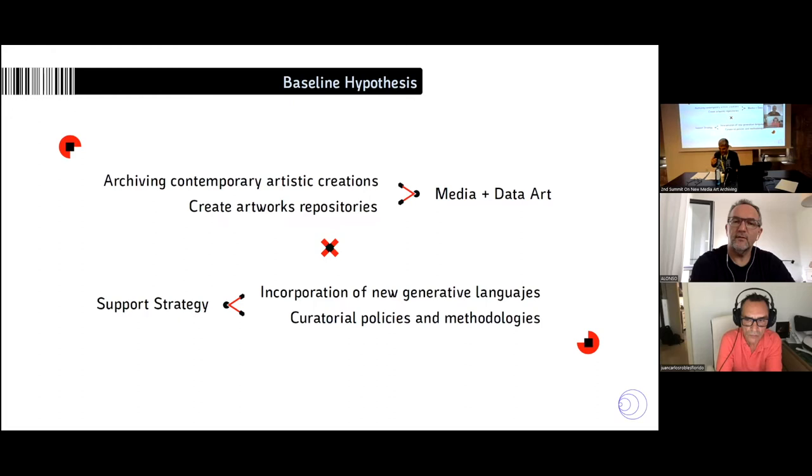Our starting point is based on the need to attend to archiving contemporary artistic material developed in media and data art environments to create repositories of artistic work. We pay special attention to the results generated with creative programming code and the software, hardware, and resources needed to visualize and compile the code with which they have been developed. On the other hand, we must attend to this progressive incorporation of new generative and visualization languages using curatorial policies and methodologies.